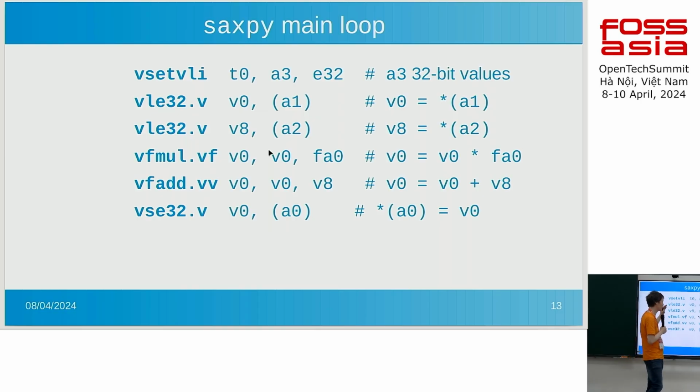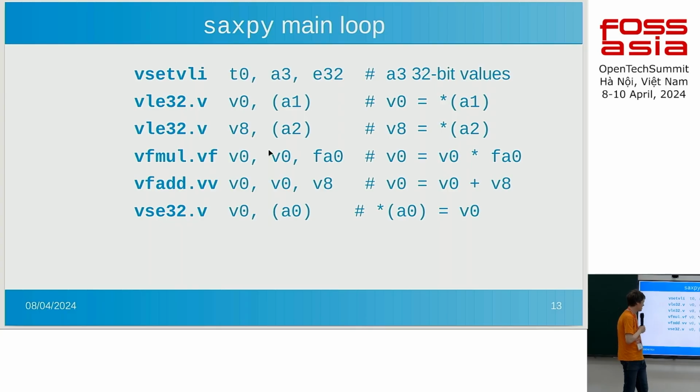So we need to do the opposite of a load, and the opposite of a load is a store. So vector, S for store, E32, because again we have 32-bit elements. Vector, and we say we are transferring the content of vector 0 into the address, the memory location or pointer, A0. This kind of looks like this in C or in Rust or in C++.